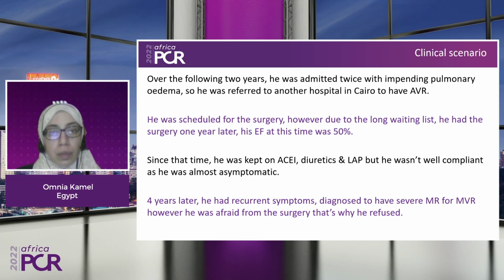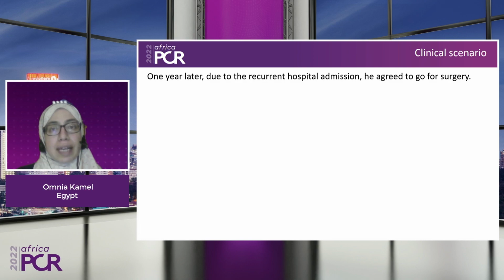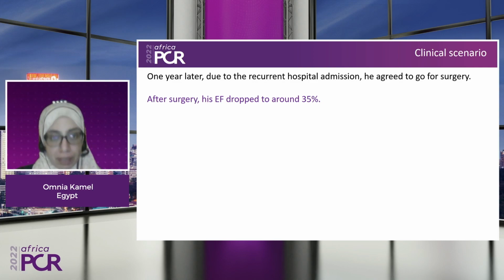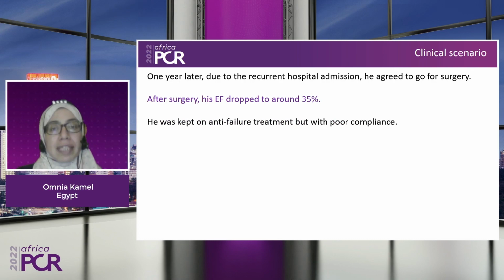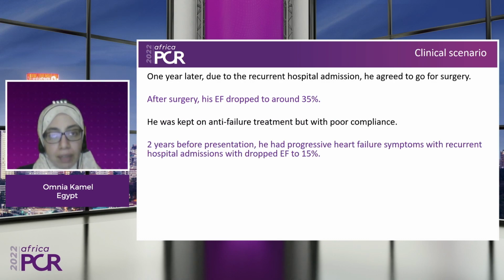However, the patient was afraid of the surgery, that's why he refused. But due to the recurrent symptoms and the recurrent hospital admission, the patient, after 1 year, agreed to go for the redo surgery. After the surgery, his ejection fraction dropped to around 35%. He was kept on anti-failure treatment with poor compliance, and then at the age of 48, the patient presented with progressive heart failure symptoms and recurrent hospital admission, and at this time his ejection fraction was around 15%.